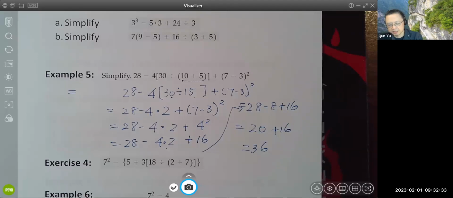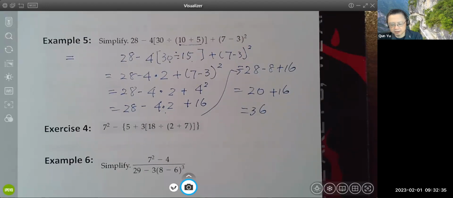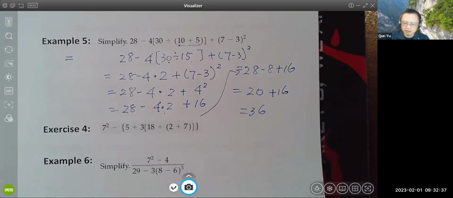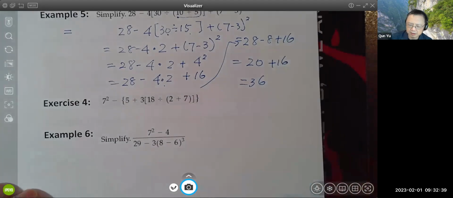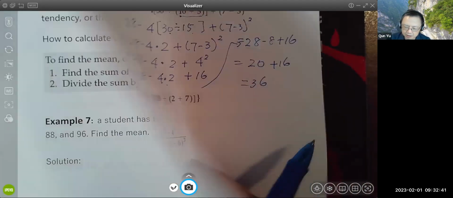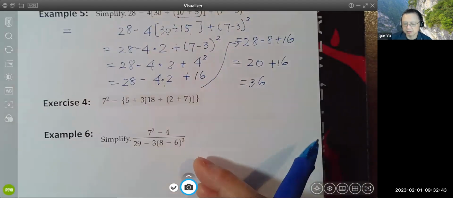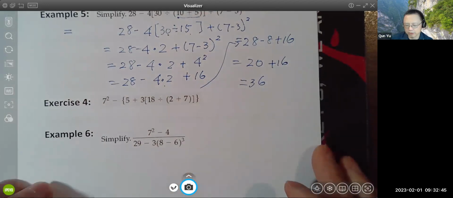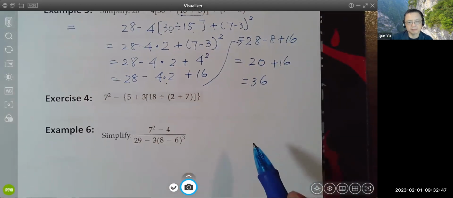And another exercise problem for you. Now we have another one. I don't know if this is the last one. Let me have a peek. Yeah, this is the last one for the order of operations. So we have 6 examples.